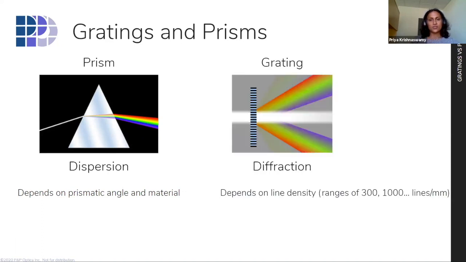So we use gratings, and gratings work on the principle of diffraction. As you can see, it will have multiple lines, and we are talking in terms of 300 to 1,000 lines per millimeter. And light goes in and it splits up into many bands of the rainbow that you are seeing here. So why use a grating instead of a prism? Because it provides increased spectral resolution, and it also provides better signal.